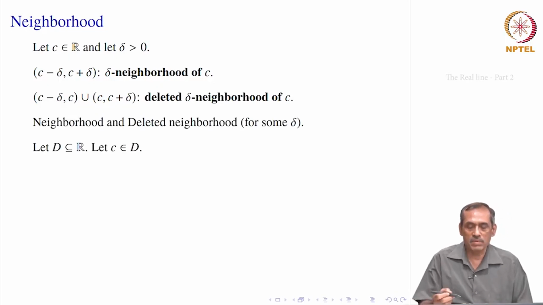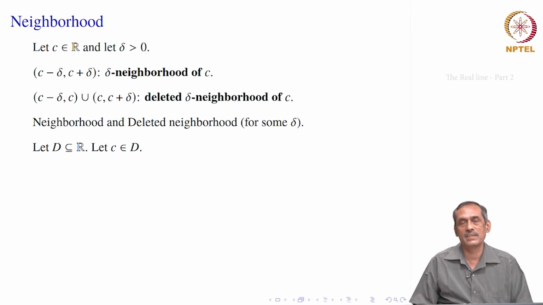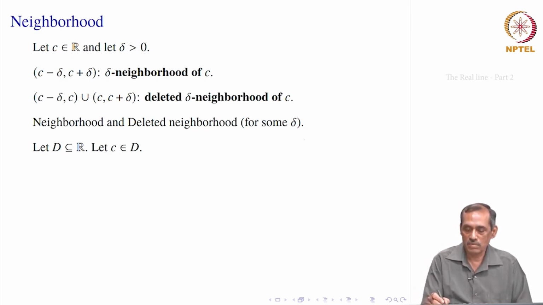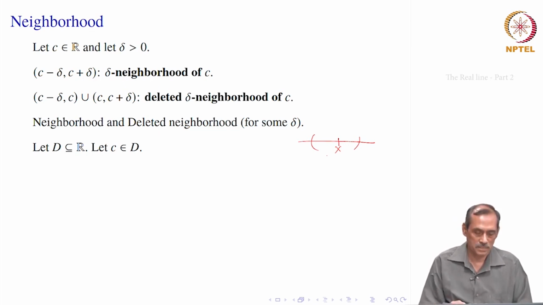And when you say neighborhood in the abstract, you will say it is a delta neighborhood for some delta. So, that means you take C and it is a neighborhood, anywhere it can be like this, what delta? Some delta. So, that is called a neighborhood, and when you say deleted neighborhood, you exclude that point also. That is the deleted neighborhood for some delta. Okay, so, this fixes the idea of neighborhood.